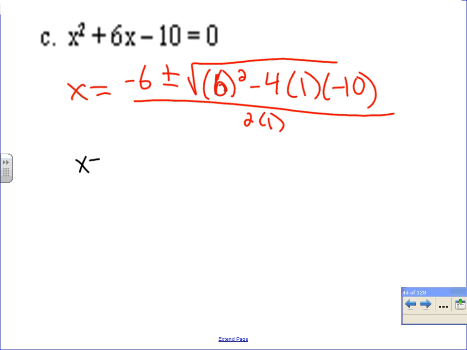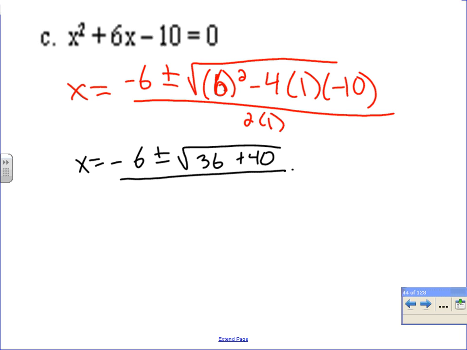From here, we're just simplifying. So negative 6 plus or minus 6 squared is 36. Negative 4 times 1 times negative 10 is positive 40. Be careful. Don't forget about those 2 negatives back to back. It makes a plus. All over 2 times 1 is 2. Next step, add what's inside the radical. So negative 6 plus or minus the square root of 76 all over 2.